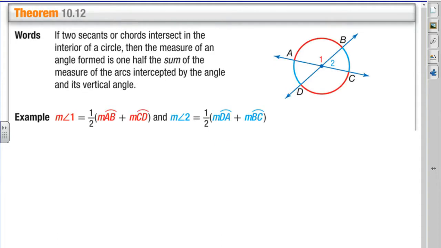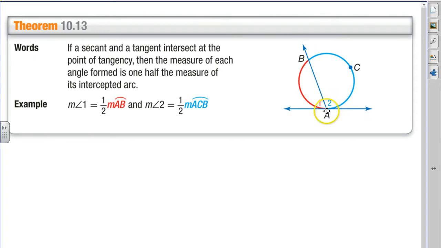So here's theorem 10.12 formally. The measure of angle 1, since the vertex is inside the circle, is half of AB plus DC. And then angle 2, which has BC and AD as its two opposite arcs, is half of the sum of those two.